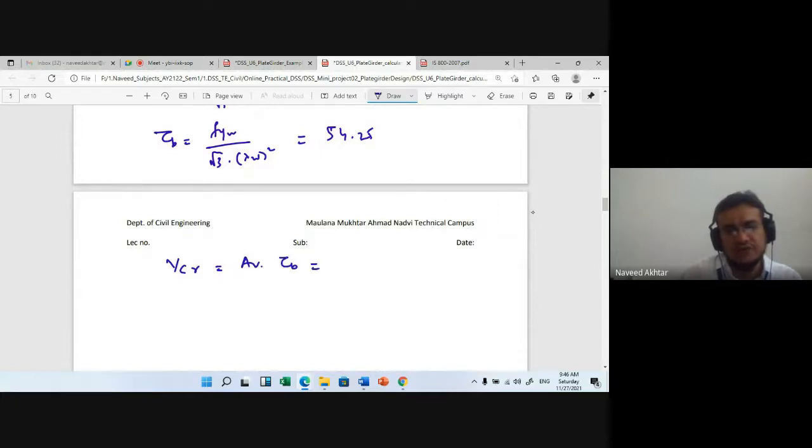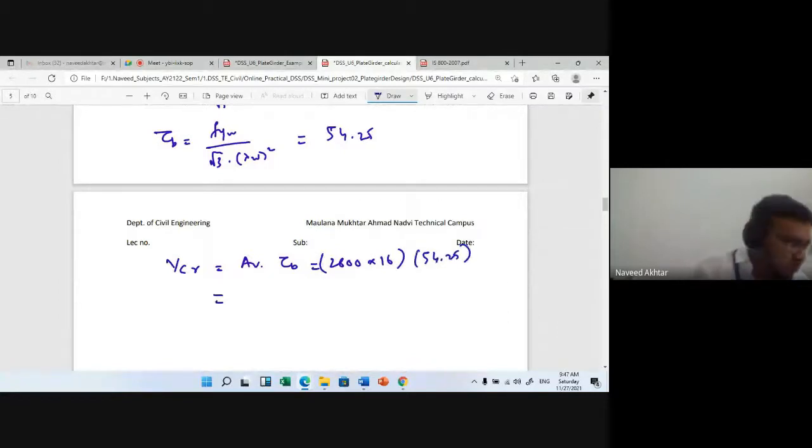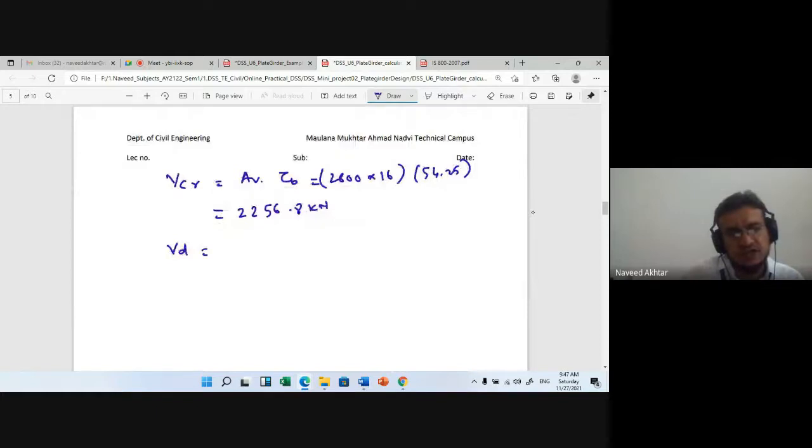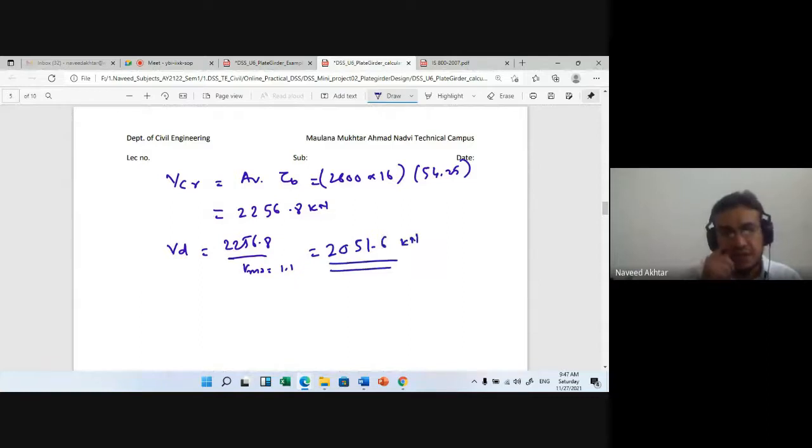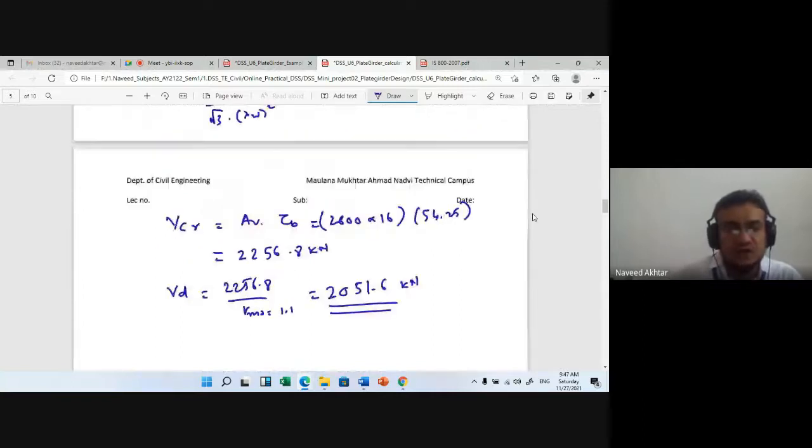Okay, AV you know, 2600 into 16 is the AV. This is AV, and tau b is 54.24 Newton per millimeter square. You can find out the VCR. So 2600 into 16 into 54.24. It is 2256.8 kilonewton. Okay. Now VD is equal to 2256.8 divided by gamma MO. Gamma MO is nothing but 1.1. So divide this by 1.1. It's coming something like 2051.6 kilonewton. Okay. Now at the end panel, you have to calculate the shear.